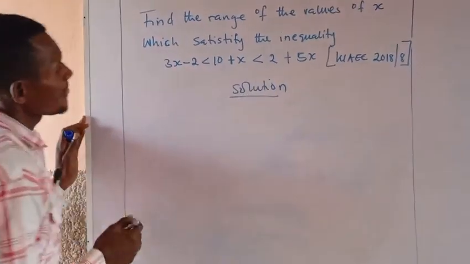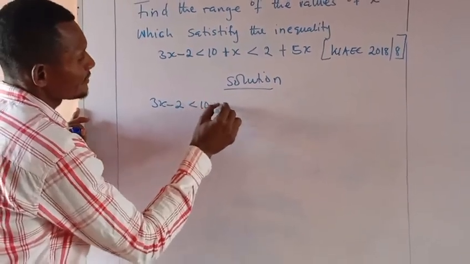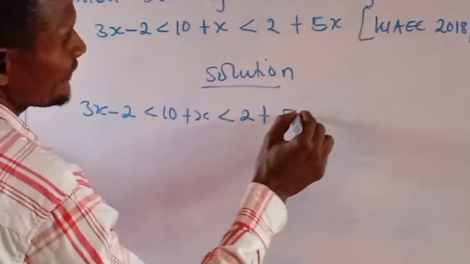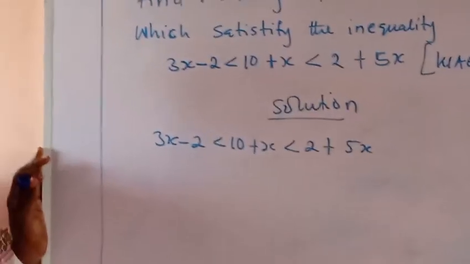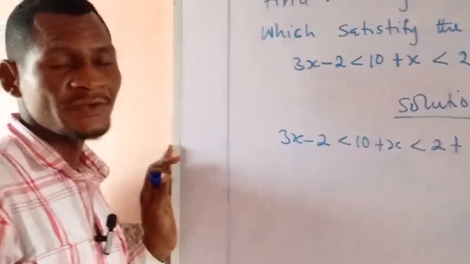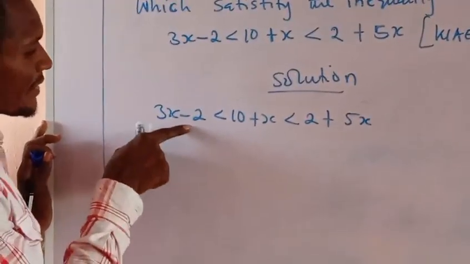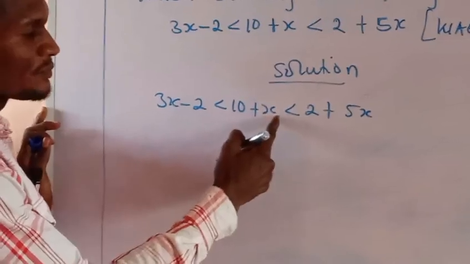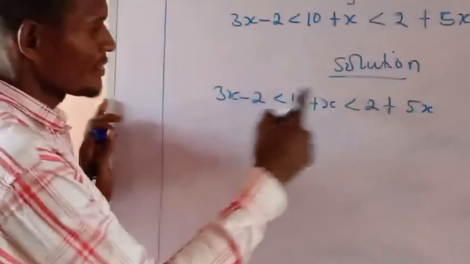Solution. Now we have 3x - 2 < 10 + x < 2 + 5x. When we are given this type of question, what we do is break it into two different inequalities, solve them, and then match the values of the variable you are finding. You cannot just stop here; you stop just before the next inequality sign. So I'm going to pick the first inequality here.